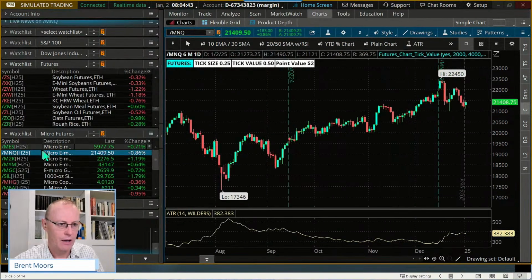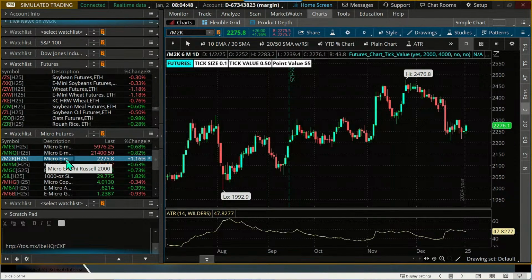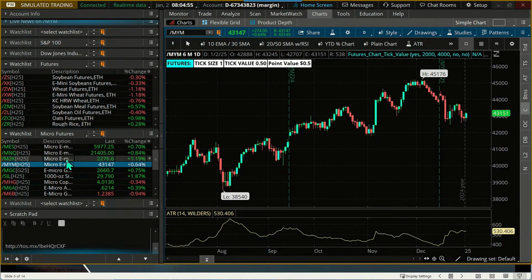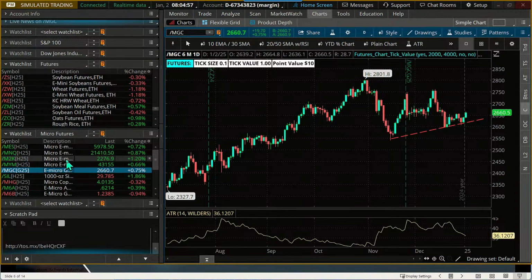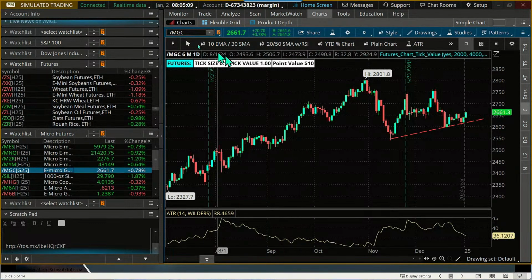So I'm going to go to my micro futures contracts. I'm going to scroll down, and I may go back to that in a second. Here's gold. Here's a gold futures contract. Our point value is $10 on that. Remember, if you want to convert the micro to the full-fledged contract, just take out the M. /GC would be the full contract here.